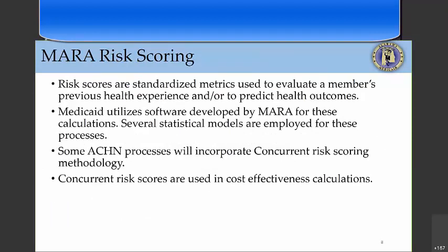Next, we'll cover our MARA risk scoring methodology. Risk scores are standardized metrics that are typically used to evaluate a member's previous health experience and/or to predict health outcomes. Medicaid uses software developed by MARA for a variety of many agency calculations. Several statistical models are employed for all of these processes. Some of our ACHN processes will incorporate what we'll refer to today as concurrent risk scoring. Concurrent risk scores will be used in our cost effectiveness bonus calculations. I would like to remind some of the network entities that might be listening in today's webinar that for other risk scoring models in ACHN, different types of methodologies will be utilized.